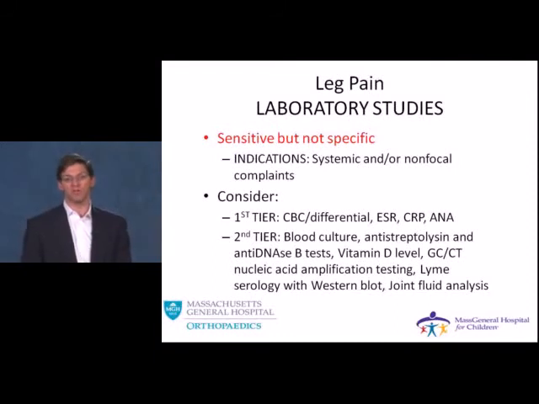Some may ask why rheumatoid factor is in there, and that is because juvenile idiopathic arthritis is positive for rheumatoid factor only 5 to 10% of the time. Second tier consideration is going to be based on the clinical history, but blood culture, anti-streptolysin and anti-DNase B test, vitamin D level, gonorrhea and chlamydia nucleic acid amplification test, and possibly Lyme serology with a Western blot. If you have a joint that does have a significant amount of fluid, consider getting that to a specialist in which you can get joint fluid analysis or obtain that yourself in clinic.